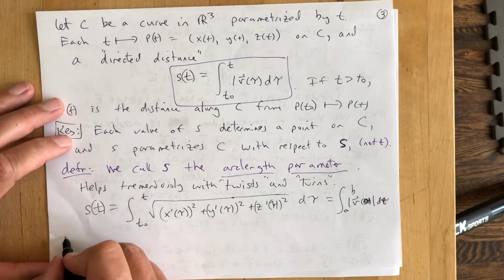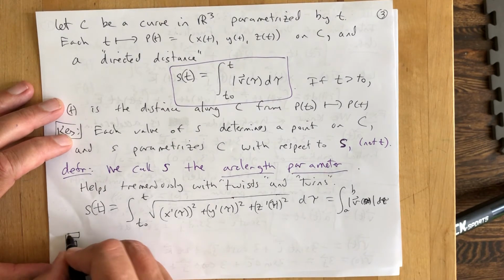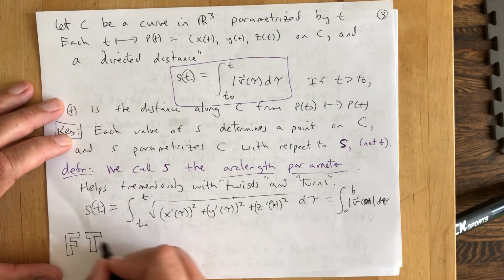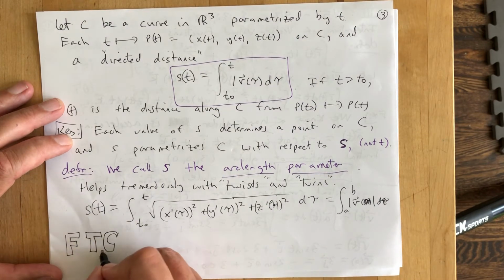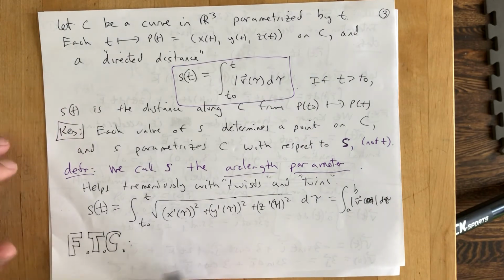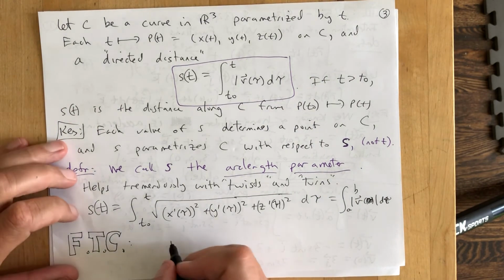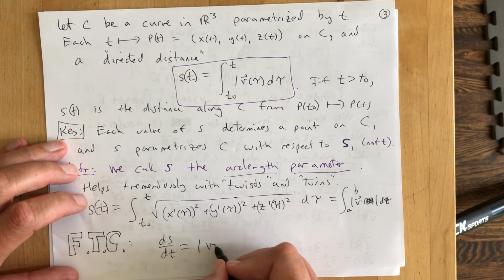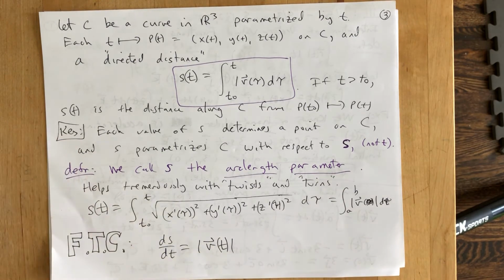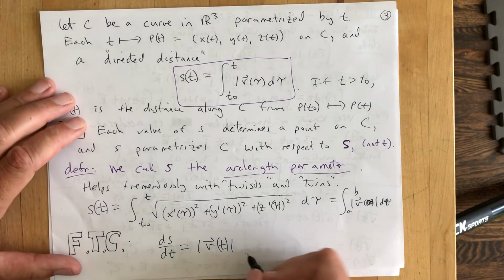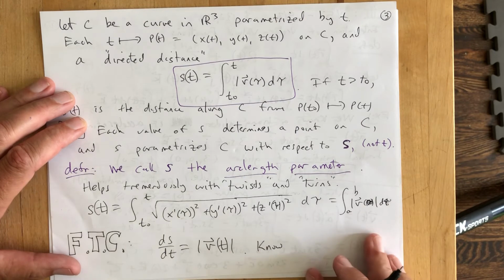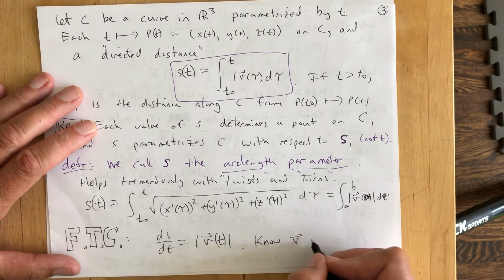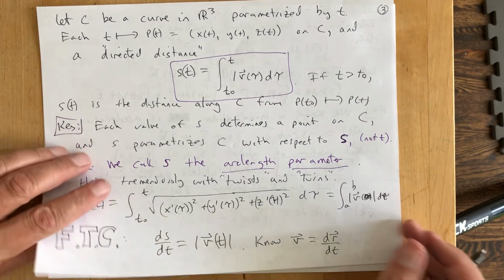So, the FTC, there's only one way to write it. We know that. The FTC tells us that ds dt is the speed. We also know that v is the derivative with respect to t of the position function.